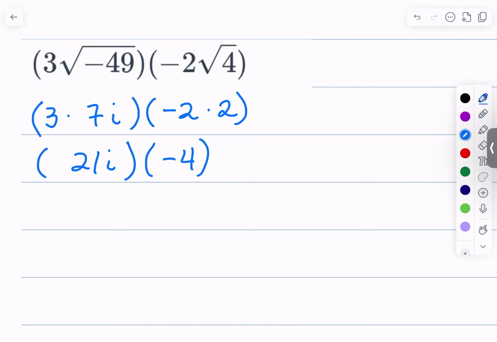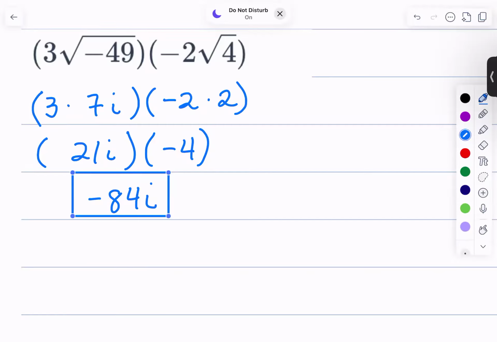And when we're multiplying, we can multiply imaginary numbers with real numbers. Okay? So 21i times negative 4 equals negative 84i. Okay? So that would be your first. So negative 84i would be your answer here. Okay?